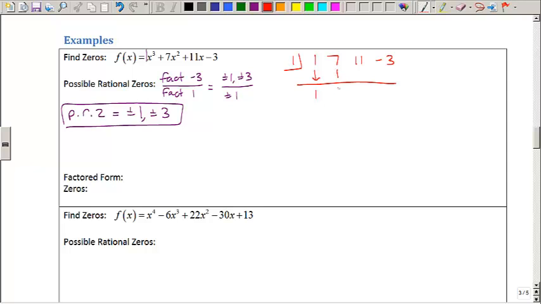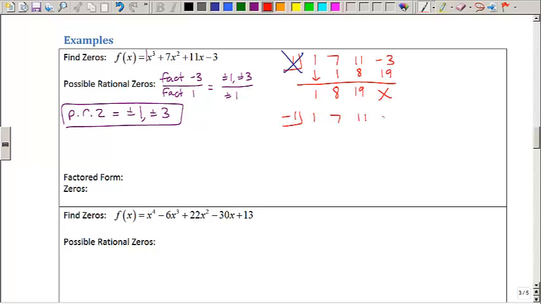1 times 1 is 1, add down. 8 times 1 is 8, add down. 1 times 9 is 9. This is not working. Okay, so 1 is not a zero. Therefore, x minus 1 is not a factor. So I like to cross that out so that I realize, oh yeah, that didn't work.